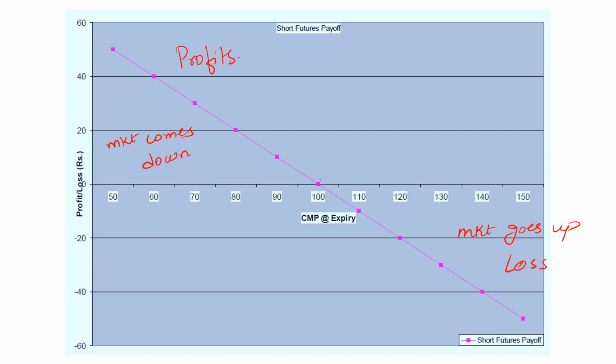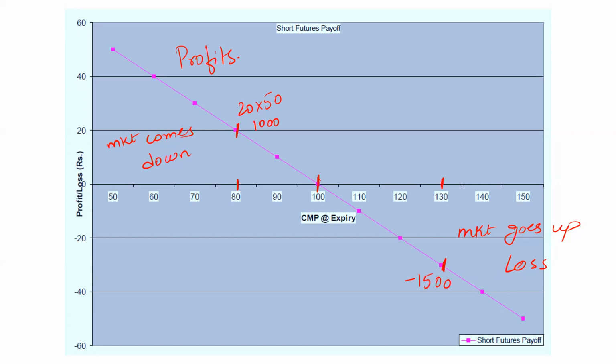So let's say he has taken a short position at 100. If the closing price is 80, he is going to make a profit of 20 multiplied by 50, which is, let us say, 1000. On the other hand, if the market goes up to 130, he is going to lose 30 multiplied by 50. That means he is going to lose 1500.